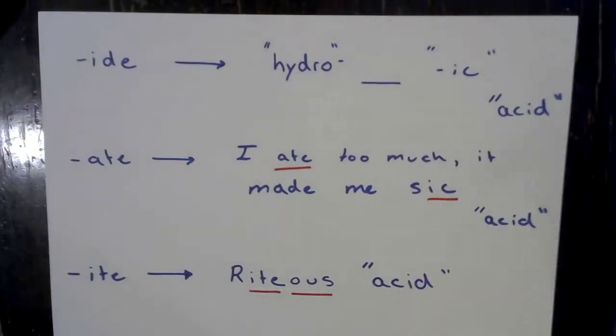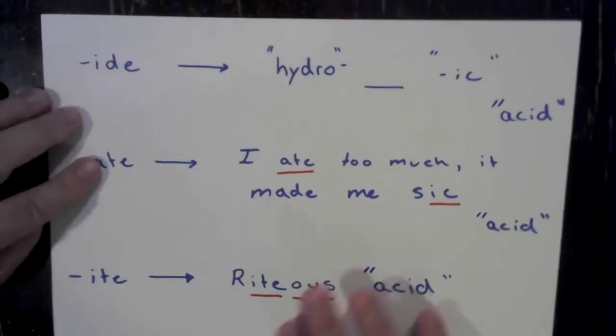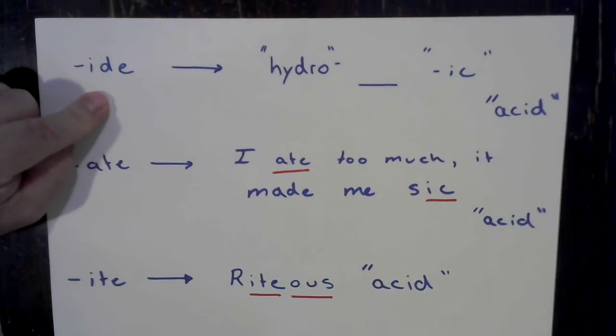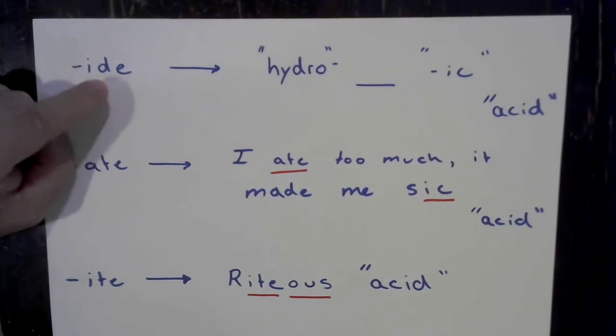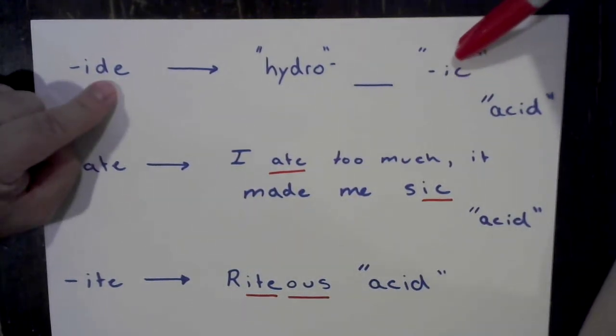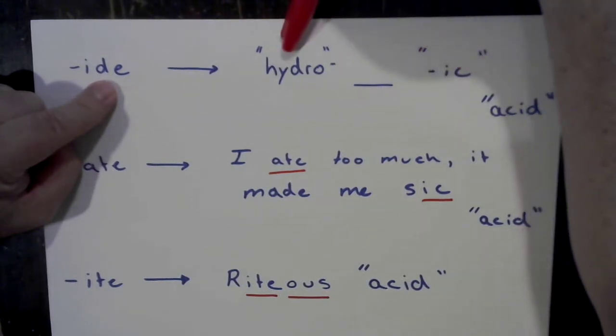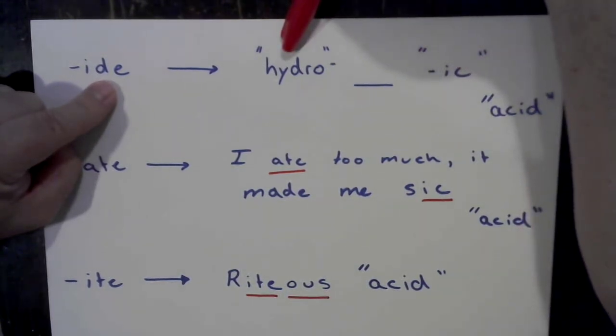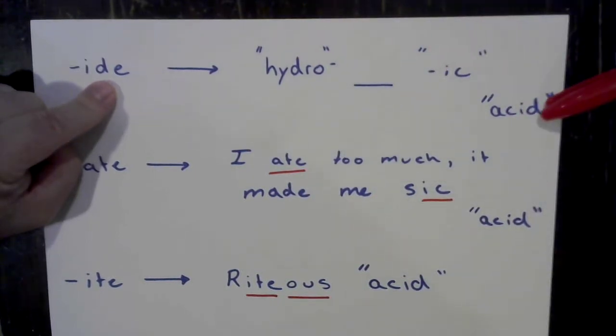All right. Here's what we're going to do. There's only three things that you need to know for this. There's only three ways. It's kind of nice. So you're going to have an ion that either ends in an IDE. And if you identify that, what you're going to do is change the IDE ending to an IC ending. And then you're going to put the word hydro in front of this anion. And you're going to remember to say acid at the end.